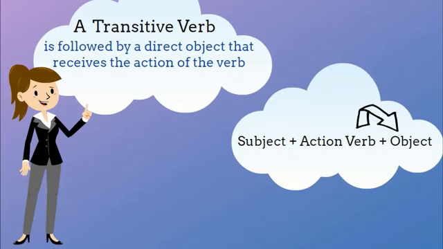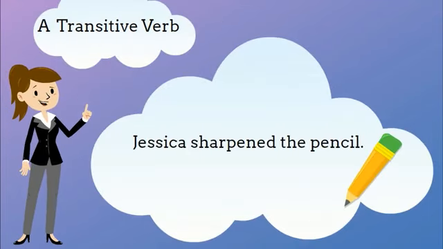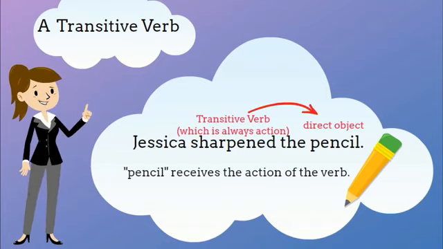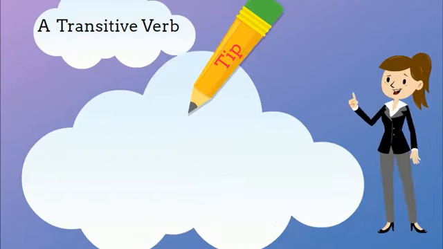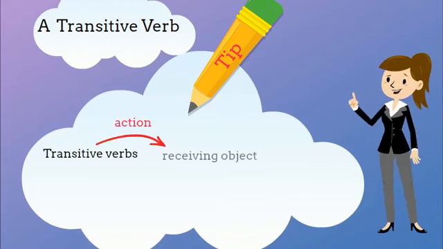Most verbs are transitive. We're going to look at a sentence, for example. Jessica sharpened the pencil. Sharpened is a transitive verb, and the pencil is the object in the sentence that is receiving the action of the verb. It doesn't make much sense to have sharpened without an object. She sharpened is incomplete. The tip for remembering the name is to think of transitive verbs as transferring their action to an object, which can be identified by asking who or what after repeating the verb.